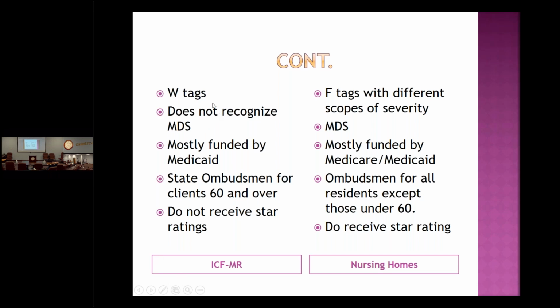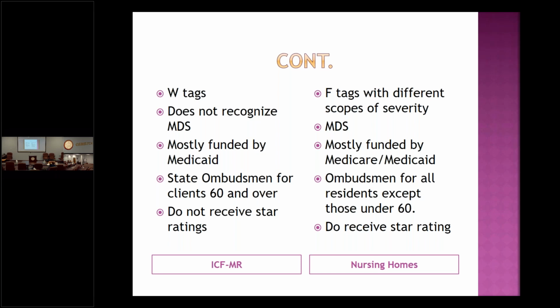The next one: in an ICF, we do not recognize MDSs. We are not able to bill Medicare for any funding, so that's a big difference, because nursing homes are able to recoup more money. In our case, if we're a smaller facility, we get a higher per diem on the daily rate, but we don't have the excess coming in that the nursing homes are able to bill for.